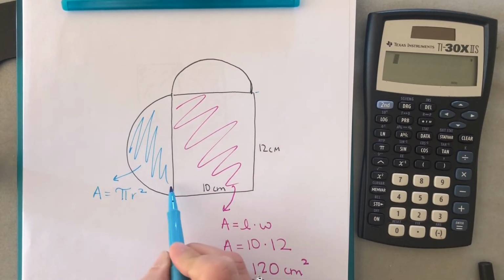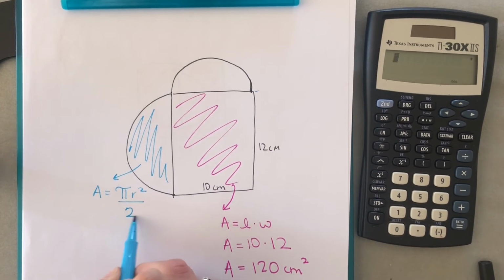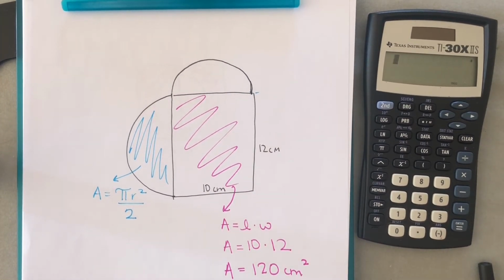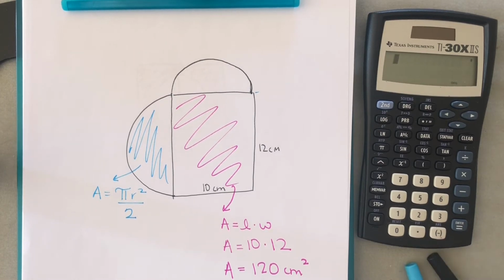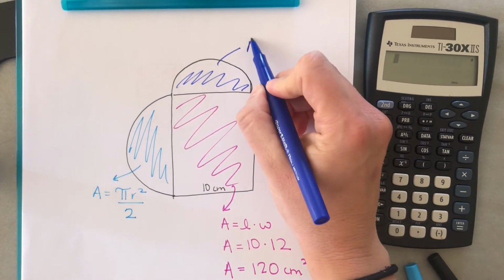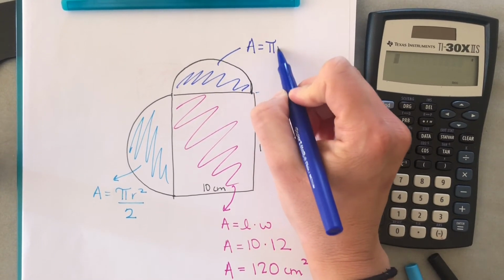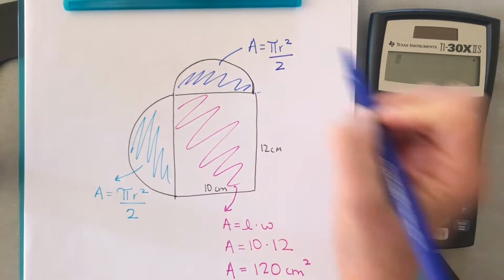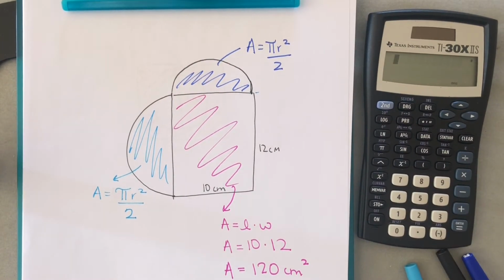But because this is a semicircle, I'm going to do that divided by 2. I'm going to do the same thing for the other circle because it is also a semicircle. So this is going to be pi r squared divided by 2. So then for each circle, we need to identify the radius.